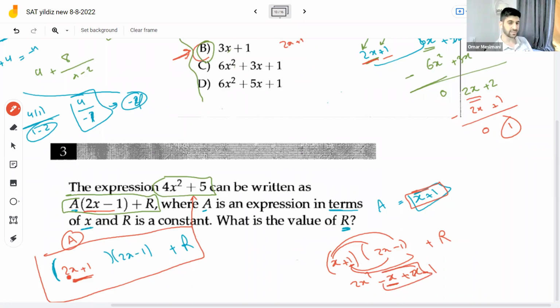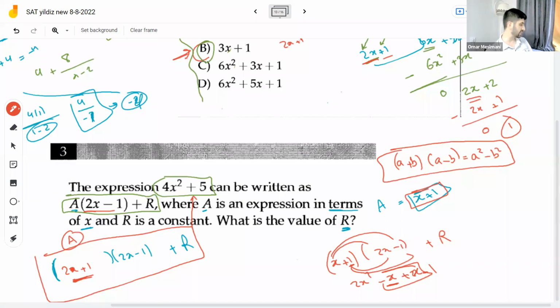So I have to have it as 2x plus 1. Why? Because I have a concept called a plus b multiplied by a minus b. Who knows what the answer for this was? It was a squared minus b squared.